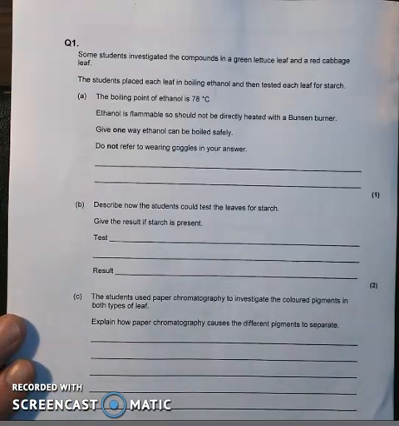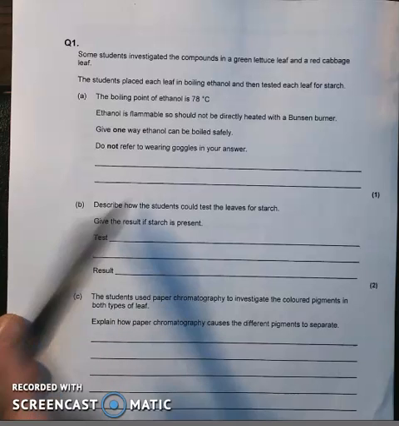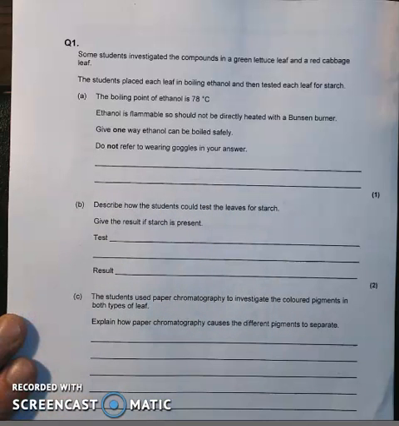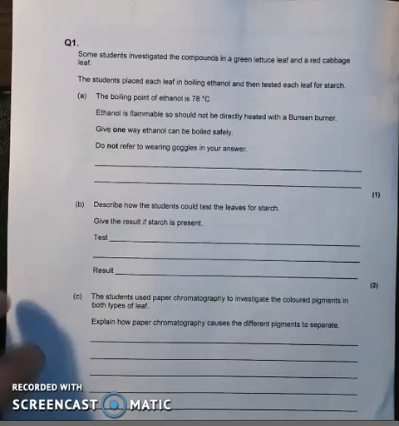So this question is about testing leaves for starch, and one of the stages in this is ethanol is flammable, so should not be heated directly. Give one way ethanol can be boiled safely. Do not refer to wearing goggles. Right, so how are we going to heat this safely?